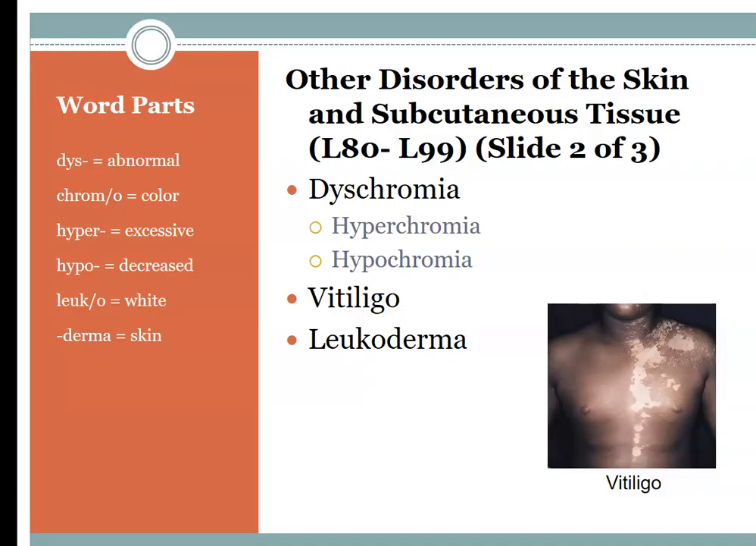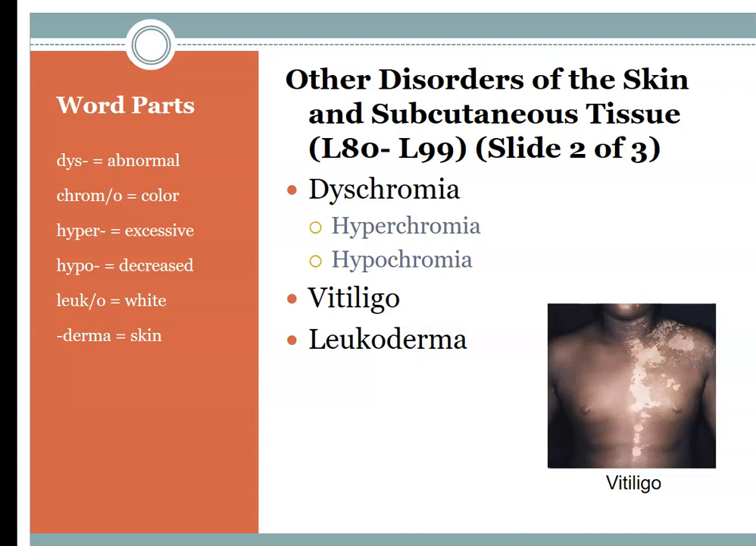Other disorders of the skin and subcutaneous tissue. Dyschromia is an abnormal condition of pigmentation of the skin. If an individual has less than normal pigmentation, it is referred to as hypochromia. If there is more than normal pigmentation, it is referred to as hyperchromia. Vitiligo is a condition of patches of skin that lack pigment as a result of an acquired disorder of unknown origin.